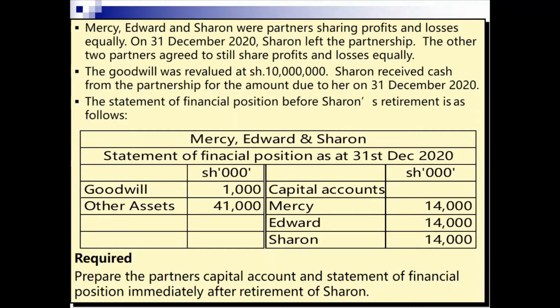The statement of financial position before Sharon's retirement is as follows. In the statement of financial position, goodwill is 1 million, other assets 41 million. The capital account balances of Marcy, Edward, and Sharon were 14 million each. Required, prepare the partner's capital accounts and statement of financial position immediately after retirement of Sharon.